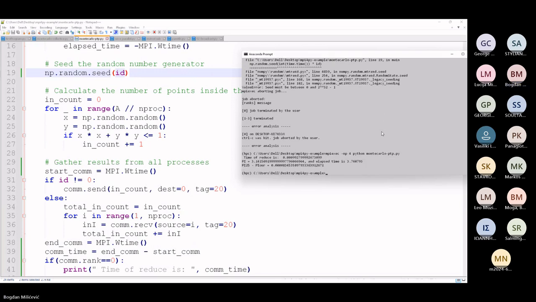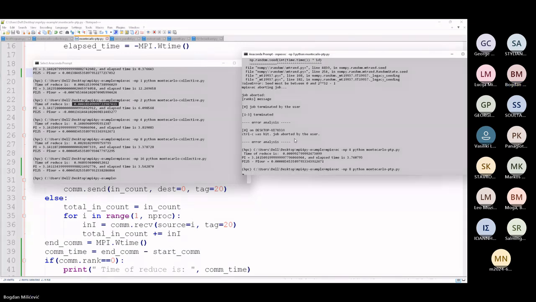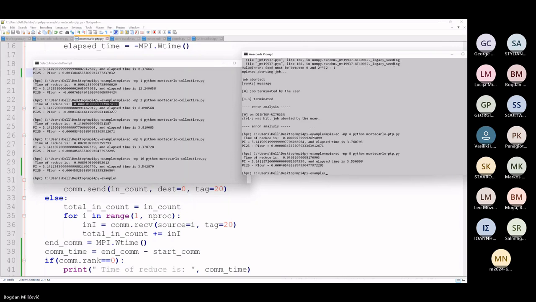So here, let's compare to the other one. We have 4 processes and something like this. So for 4, it actually went better. But let's try with 8. With 8, we have something like this. So it is lower, 4.53, and we had 3.37.